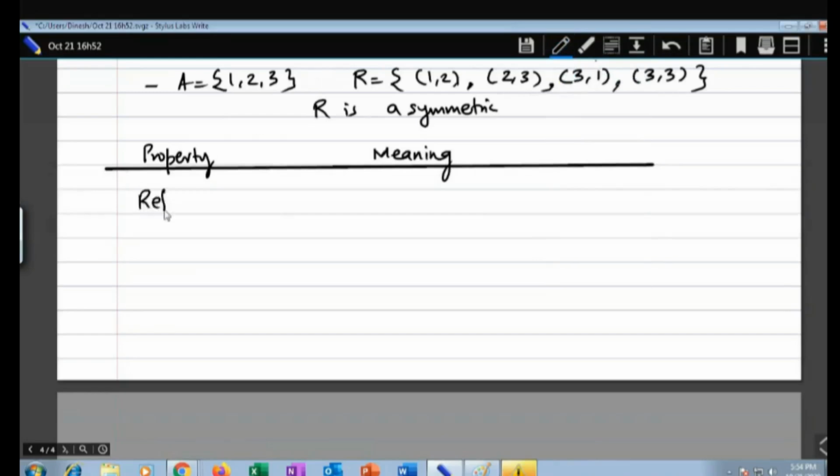So first is reflexivity. (a, a) is in R, or it is also written as aRa for every a in A. Okay, this is one.